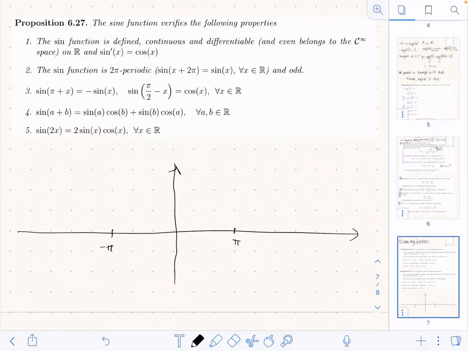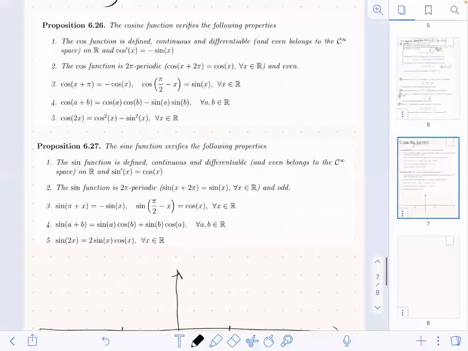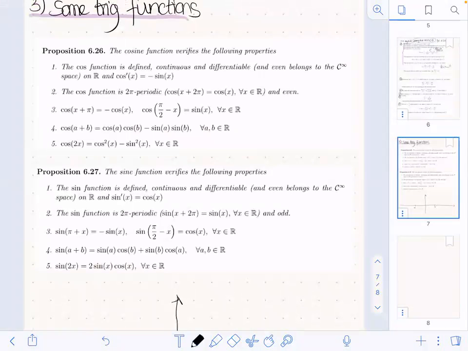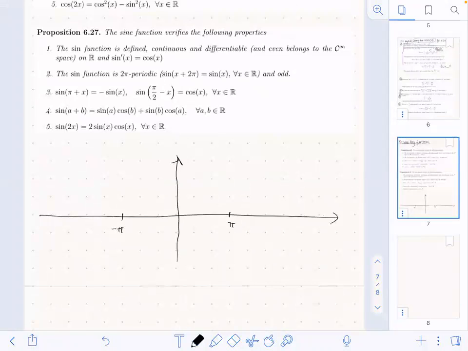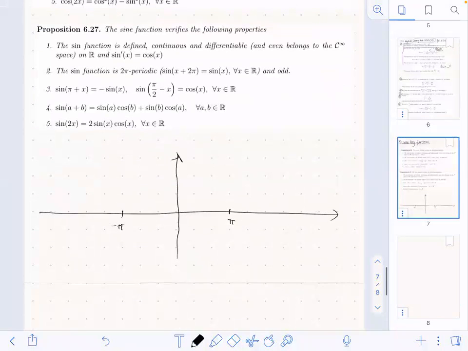So let's start off with the cosine function, which is the first one that we mentioned. What's the value of cosine at 1? Oh, 0, sorry. Well, that's 0. Yeah. At 0, what is it?